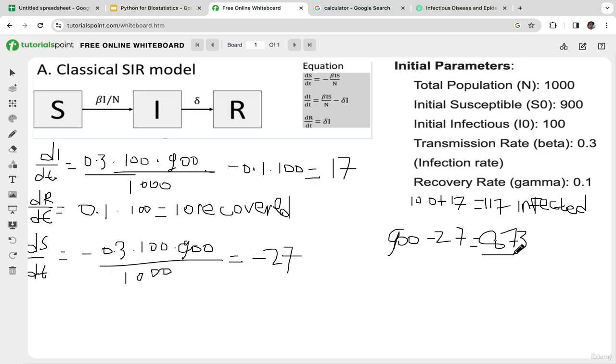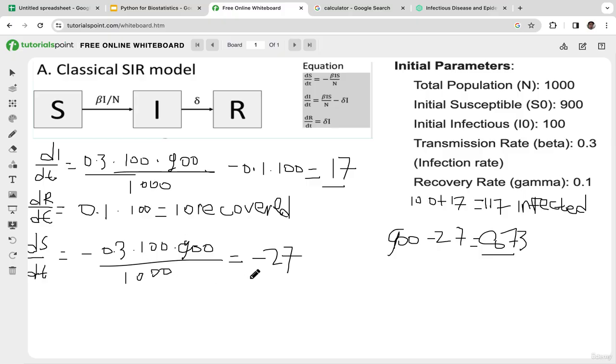Okay, so initially we have 900 people who have the potentials to get infected, but they have not been infected yet. But we got 70 new people who get infected and 10 people who have just recovered from this disease, right? So you're going to subtract 900 with 17, and you're going to subtract it with 10. So it's going to be 873 people who have not been infected yet, but still have the potentials to get infected in the future. Okay, so we're done with this.